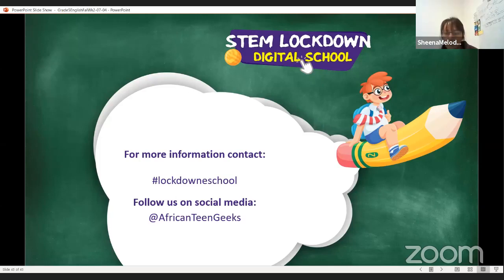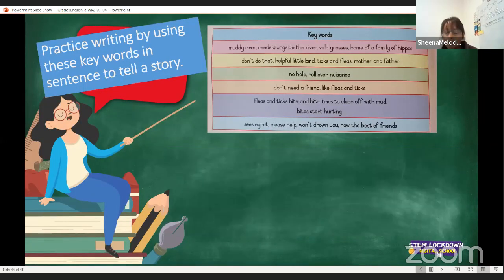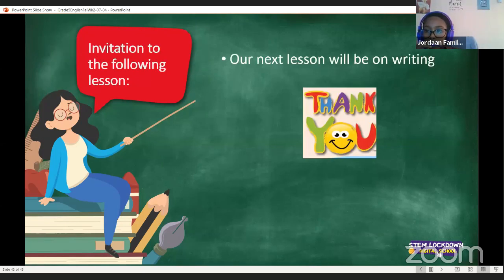What are we learning about tomorrow? Tomorrow we are doing a writing lesson. Our next lesson will be on writing.